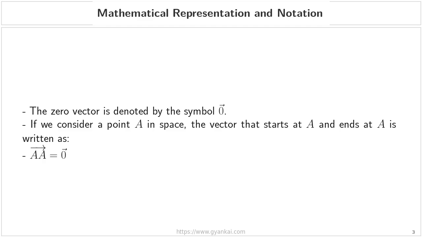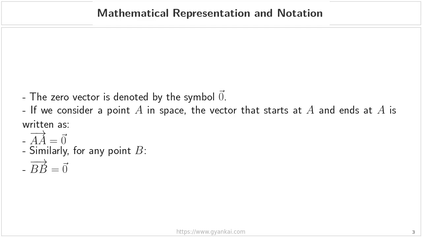To see how this works in practice, let's apply the rule we discussed in the previous slide regarding initial and terminal points. Suppose we have a point, let's call it point A, located somewhere in space. If we create a vector that starts at point A and ends at that very same point A, we write this as vector A to A. Because there is no distance traveled, this is mathematically equal to vector 0.